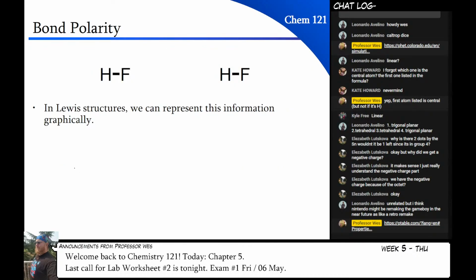All right, let's do some examples here. I have HF. If I look at the electronegativities of HF, well, F is 4.0, and hydrogen is 2.1, according to the chart that's in my slides. Yes, I realize the P table I sent you is a little different. But the difference here is 4 minus 2.1, which is 1.9. So we would say that this is polar covalent.